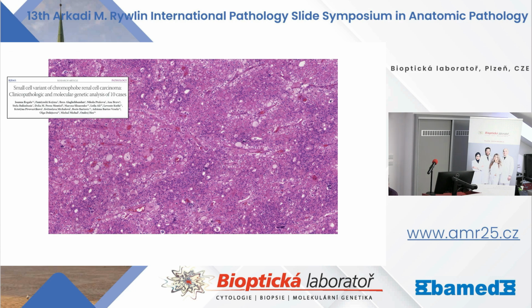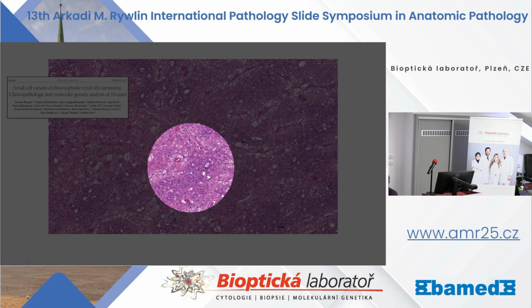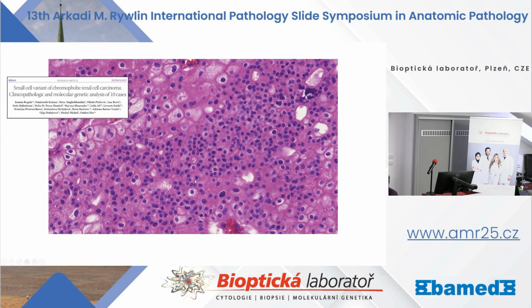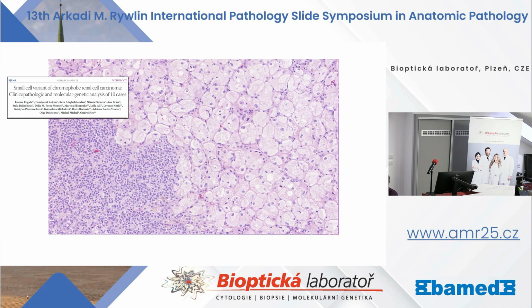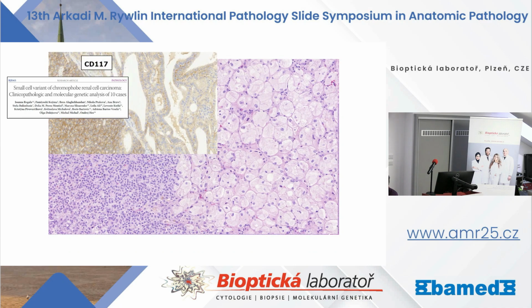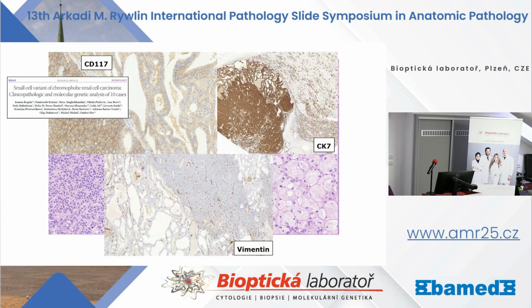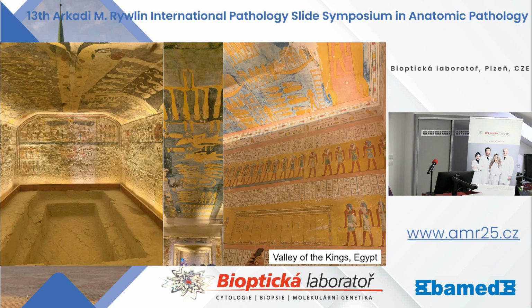Here you can see the small cell variant of chromophobic cell carcinoma with these areas of small cells, more pronounced here or here. You can see the sharp demarcation between the classic chromophobic cell carcinoma and small cell areas. Again, if you use immunohistochemistry, it corresponds absolutely well with the chromophobic cell carcinoma. So this is only a variant of chromophobic cell carcinoma.